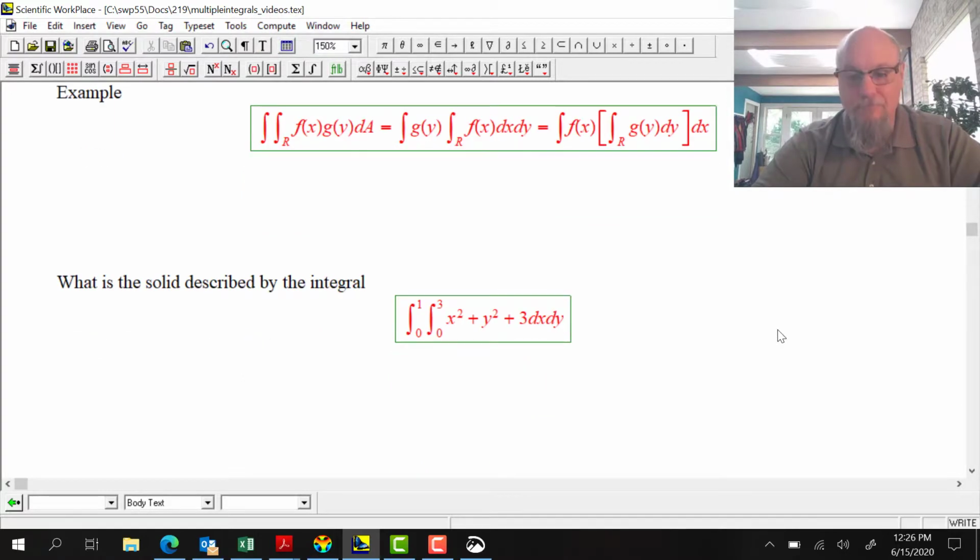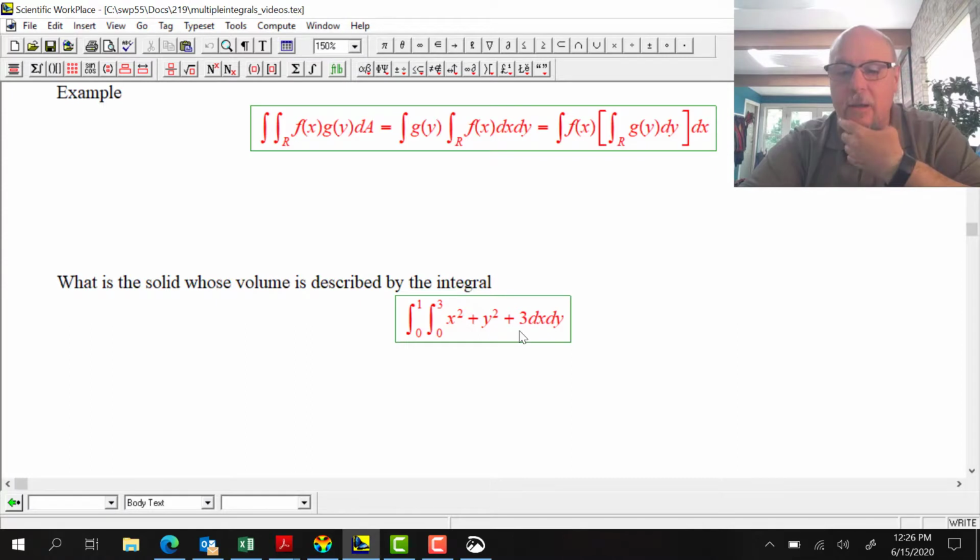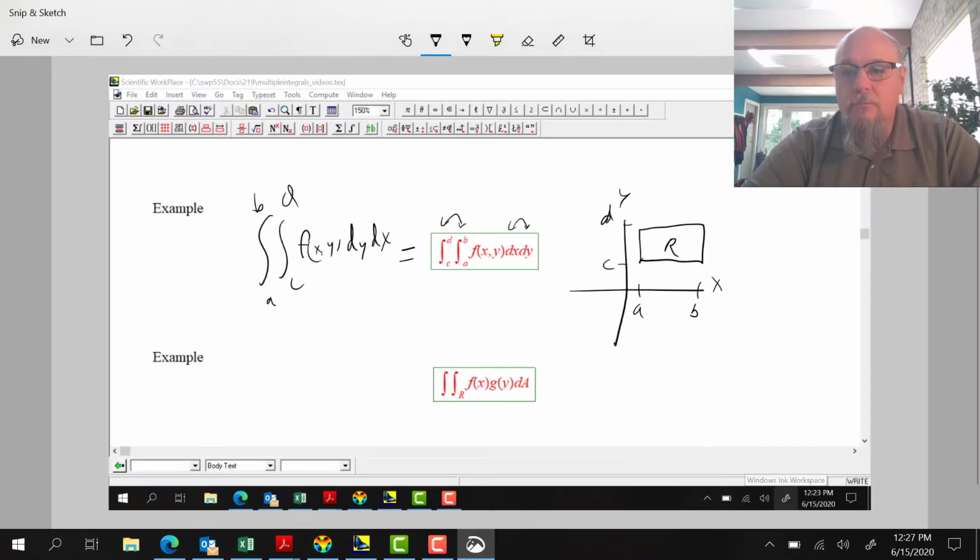One last example. The answer to this is more of a couple of sentences, a verbal answer, because they're not asking me to evaluate this. They're saying, what is the solid, I guess, whose volume is described by the integral. So the answer is going to be what's the solid. Well, let's take a look here. The x goes from 0 to 3. The y goes from 0 to 1.